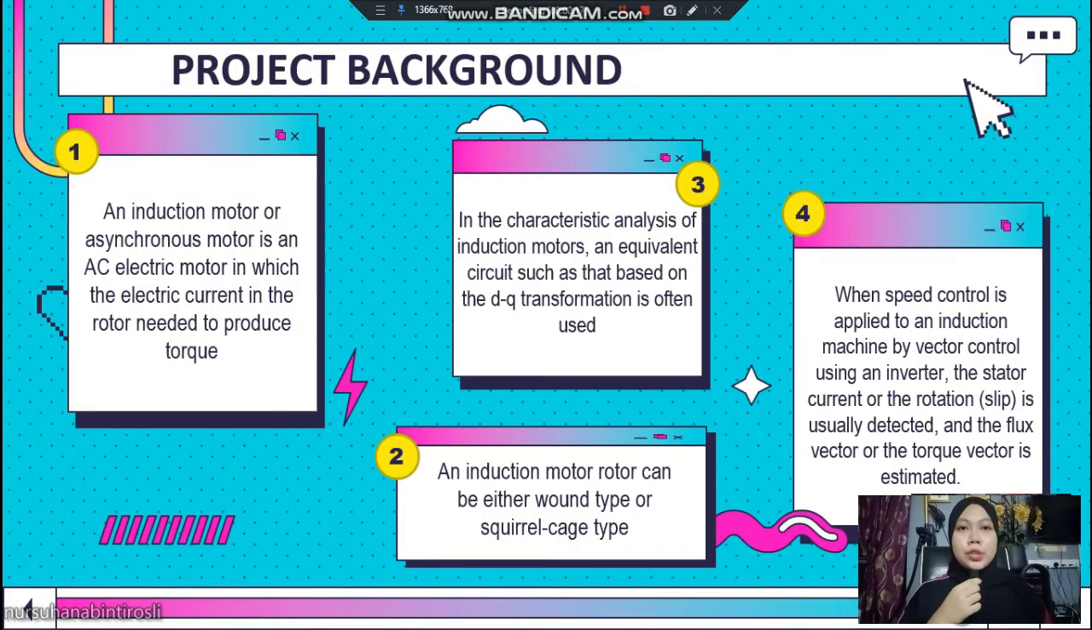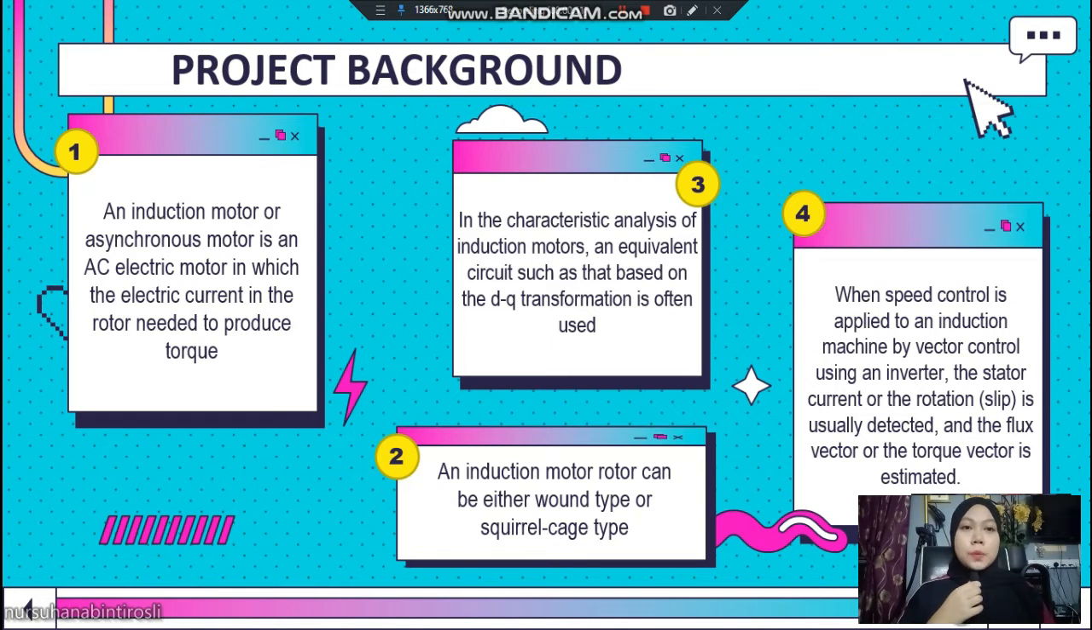Background of the project. First, an induction motor or asynchronous motor is an AC electric motor in which the electric current in the rotor needed to produce torque is obtained by electromagnetic induction from the magnetic field of the stator winding. An induction motor does not require mechanical commutation, separate excitation, or self-excitation for all or part of the energy transfer from stator to rotor, as in universal, DC, and large synchronous motors.